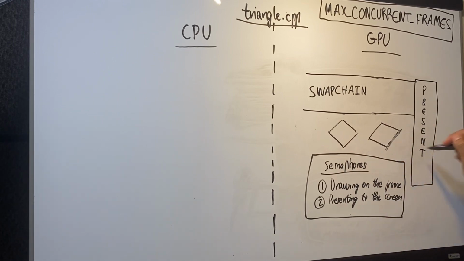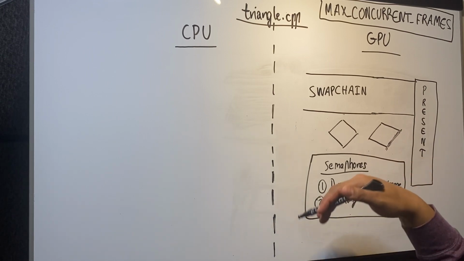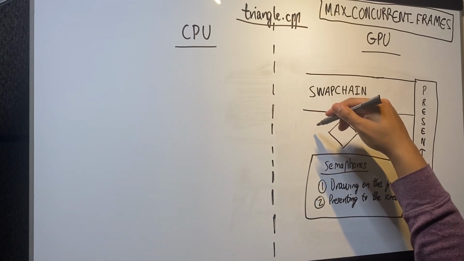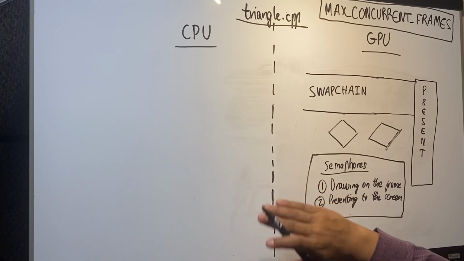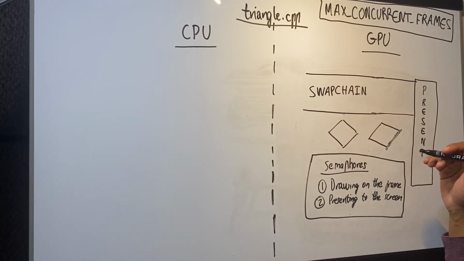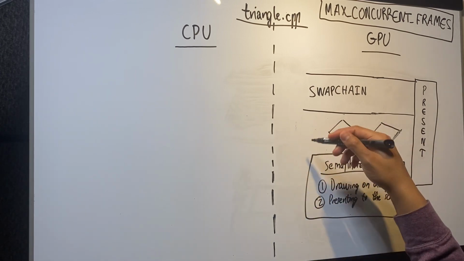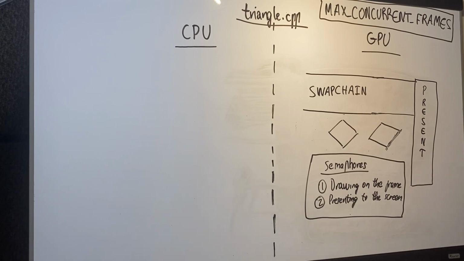Once this is being presented, there's a clear value situation where you clear the frame and put it back into the swap chain as a blank slate, and then it's redrawn on, and the process starts over again. So as soon as it's presented, it's cleared out as a blank thing, and then it's drawn on and all that stuff. All right, so we have semaphores. We have to draw on the frame and we have to present to the screen. So you kind of get that idea.